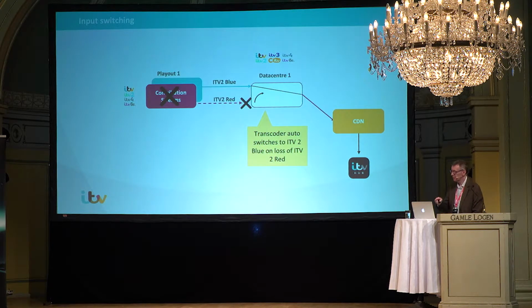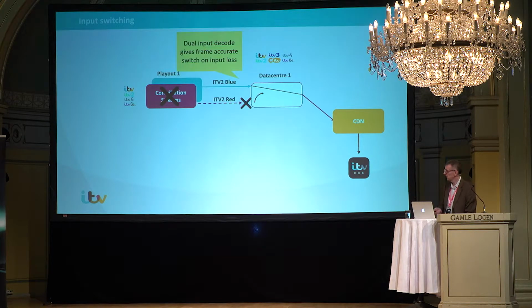And it's maintained because we have input switching on the transcoders at the data center. So the red and blue streams are being constantly decoded at the transcoder. So if you do lose one, it just instantly switches. And because it's dual decoded, so there's no decode pipeline to activate when you switch over, it's actually frame accurate and it switches really on that frame.